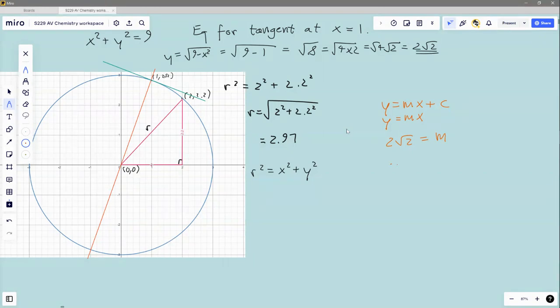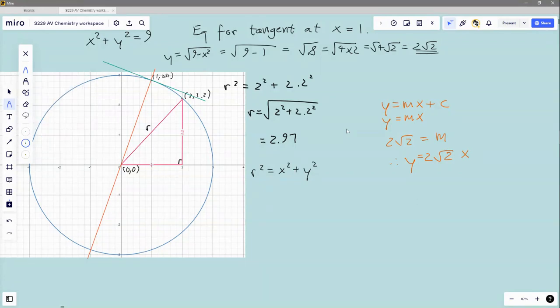So therefore, the equation for this orange line is y is equal to 2 root 2 multiplied by x. Okay, so that's the equation for the orange line. Again, if that was the bit where you got stuck, I'd pause it here and see if you can use that to work out the equation for the green line. But if you want to keep watching, then I'm going to now do the equation for the green line.